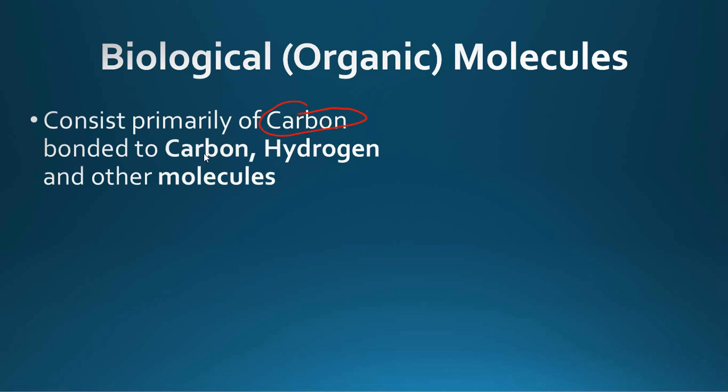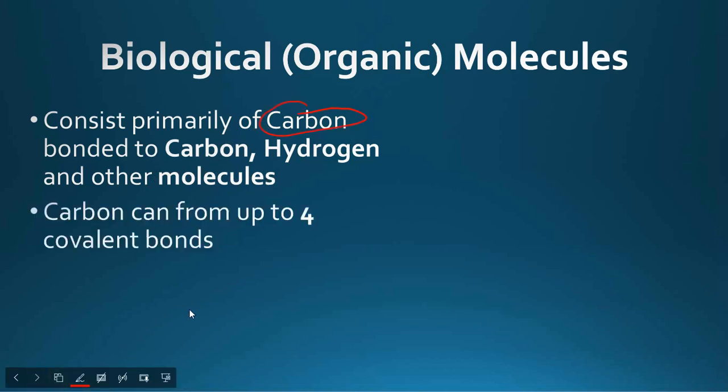Carbon can then be bonded to other molecules. Carbon is usually bonded to other carbons, hydrogens, right? But we're going to see that the presence of different molecules that are bonded to that carbon change the way the molecule behaves. Carbon can form up to 4 covalent bonds. And if you think back to, again, last chapter, we learned that a covalent bond is the sharing of electrons.